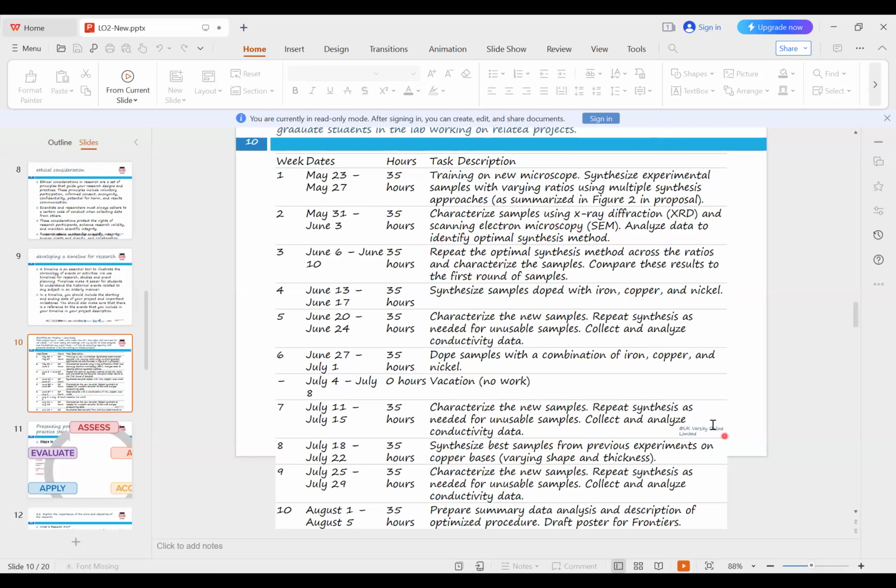This is a lab-based study. So they're giving different timelines. They've given a timeline example where they've incorporated vacation also. So you need to be really realistic.